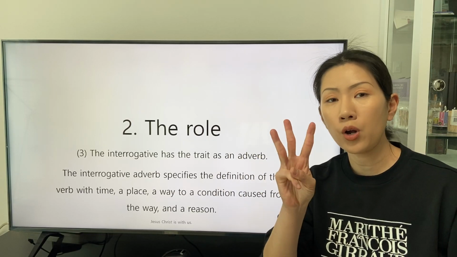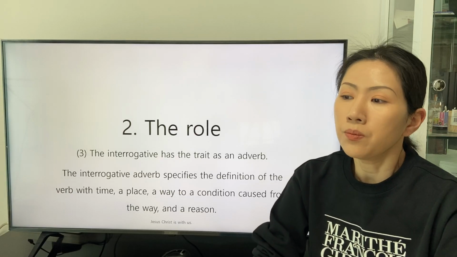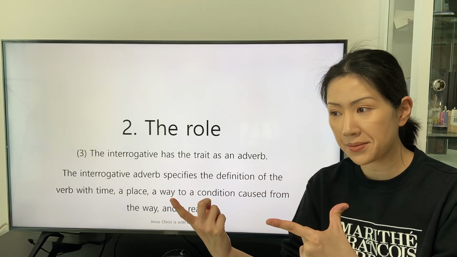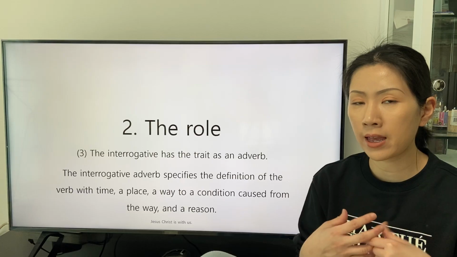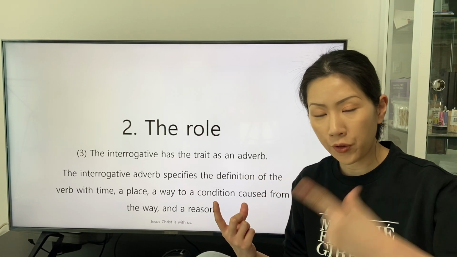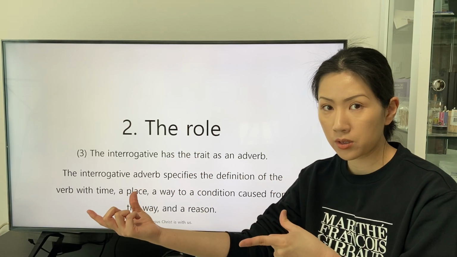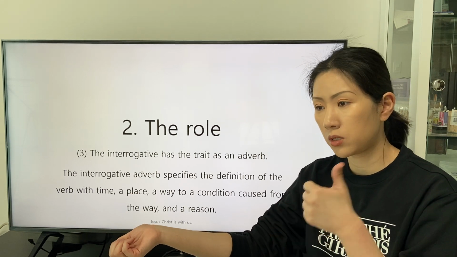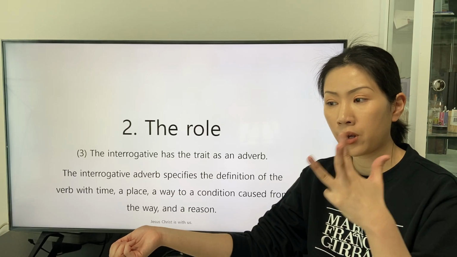The third sort of the interrogative is the interrogative adverb. Because the adverb describes the other descriptive word, we can understand that the interrogative adverb specifies the other descriptive word with the specific information about time, a place, a way, or a reason.